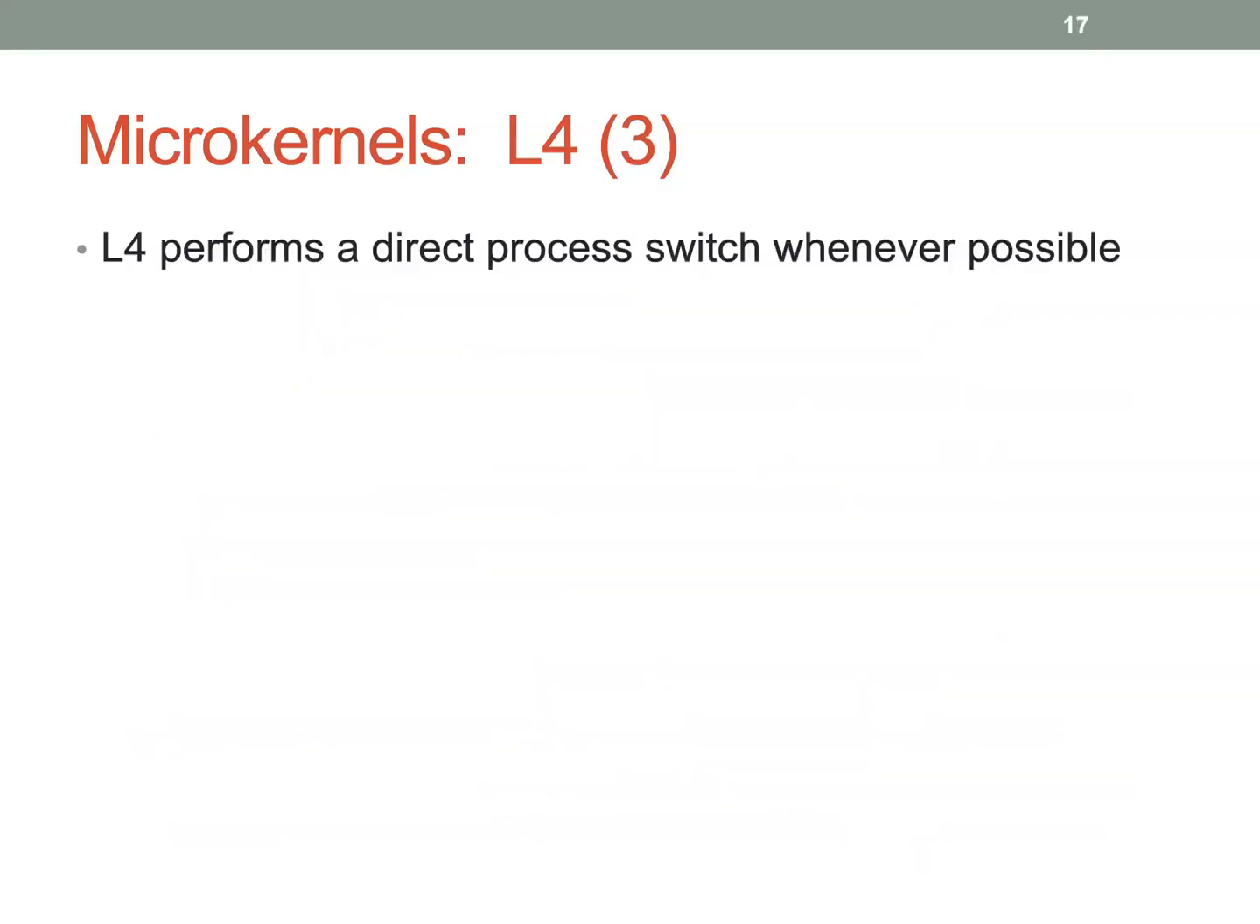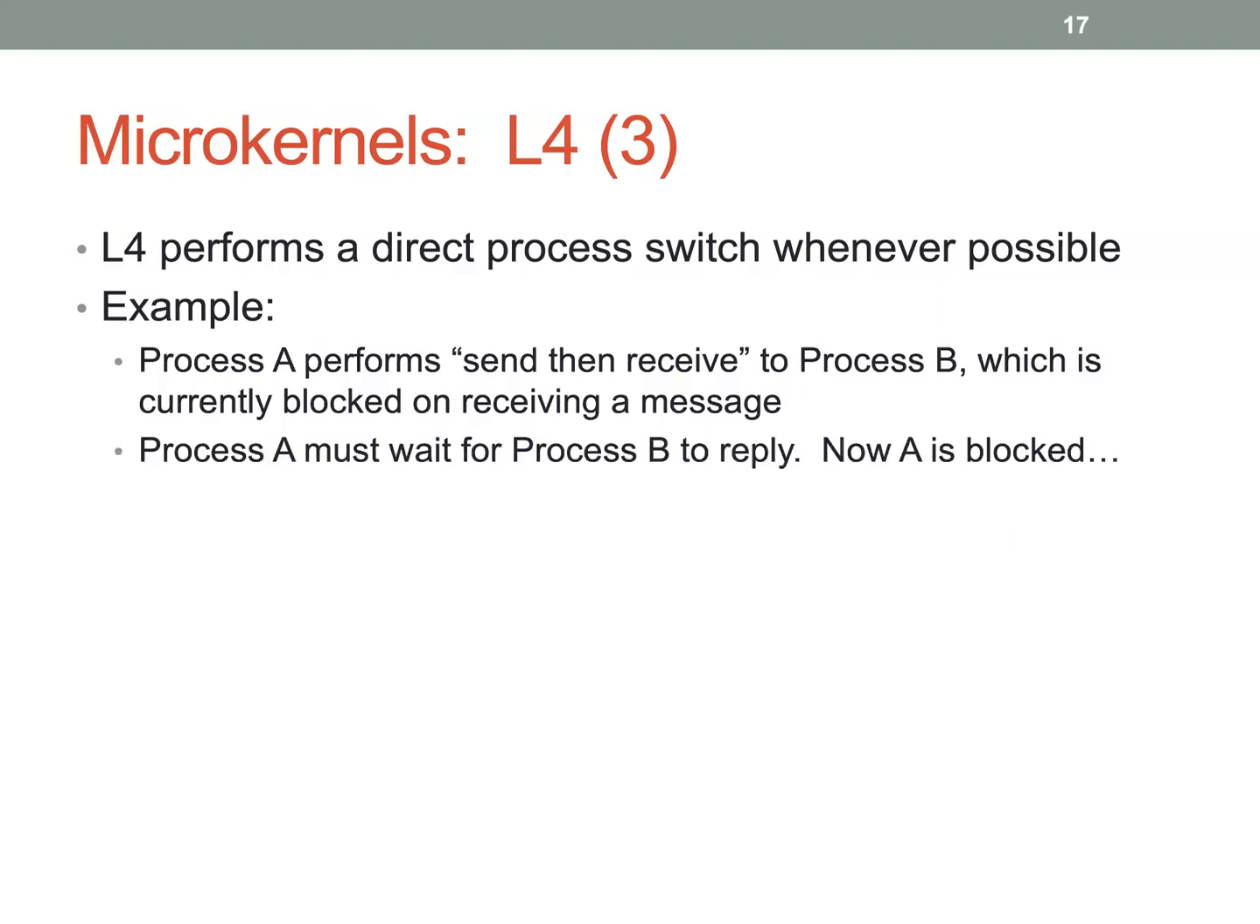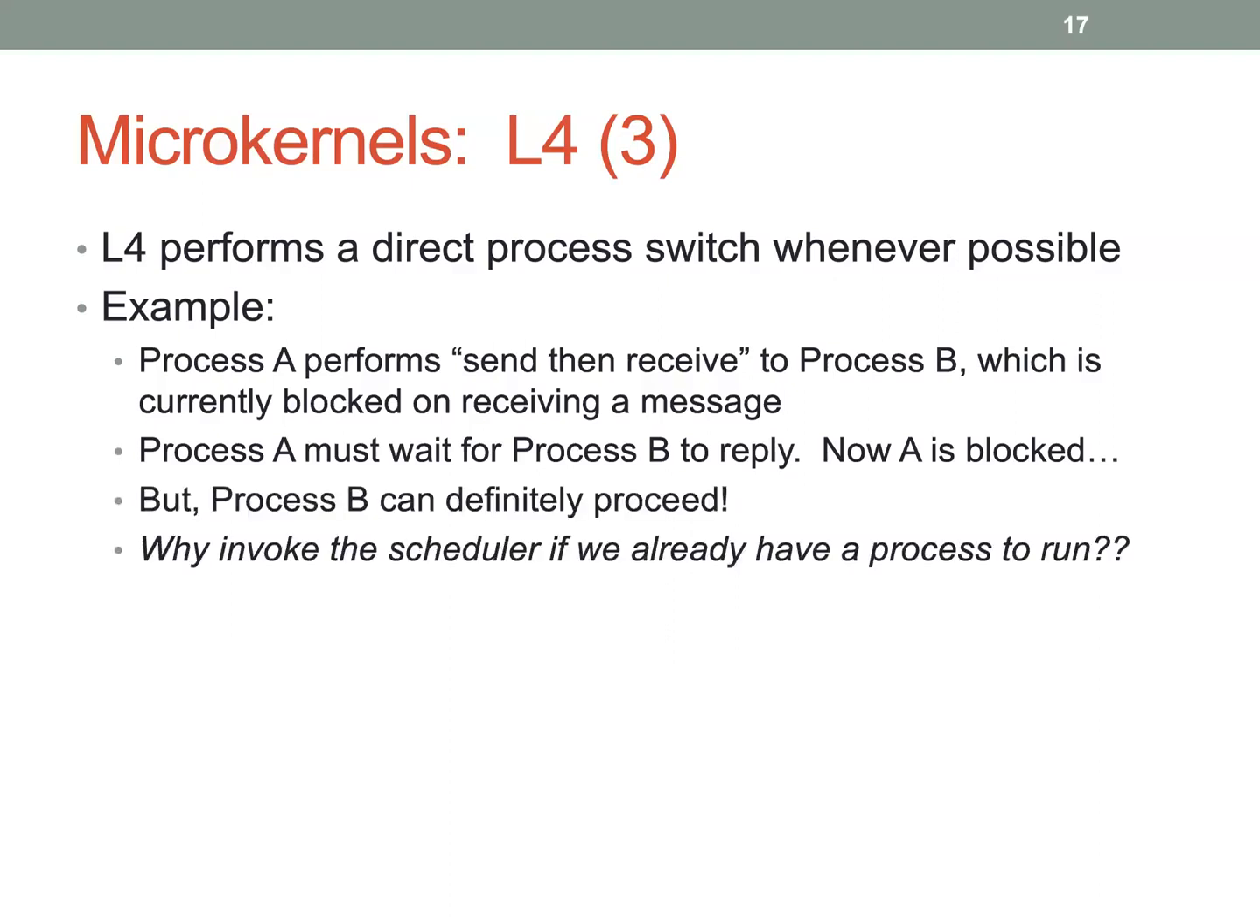Let's see, here's another one that I really love. L4 does this thing called a direct process switch whenever one process is interacting synchronously with another process. Okay, so process A says, I want to send to process B, and I want to wait till the result comes back from process B. So now process A is blocked on process B. So since process A has to wait anyway, why not just context switch directly to process B without invoking the scheduler? Okay, everybody see this?